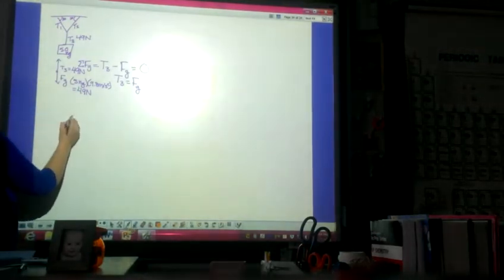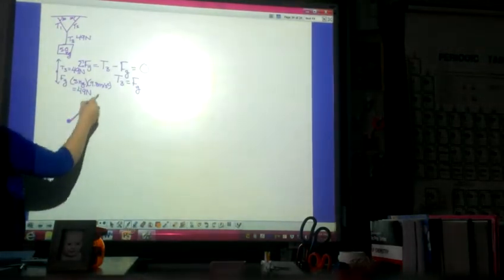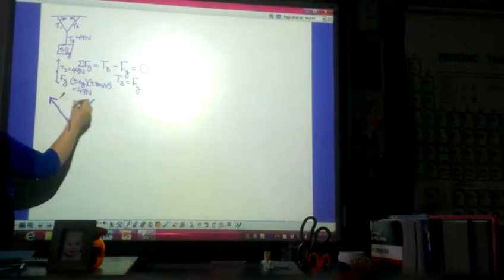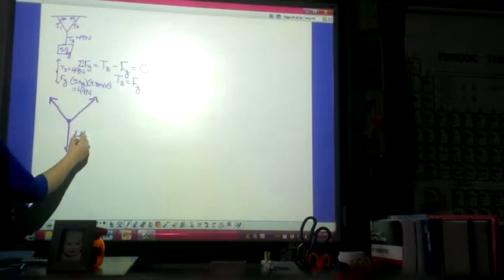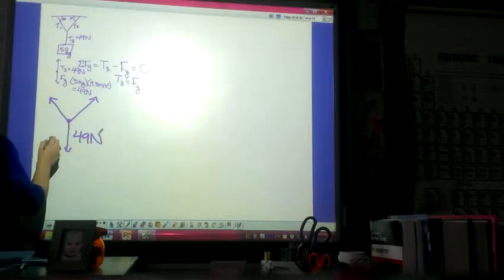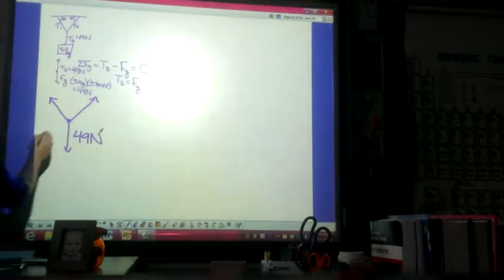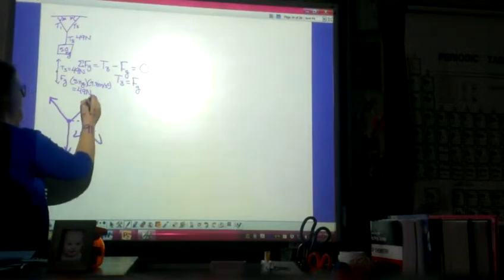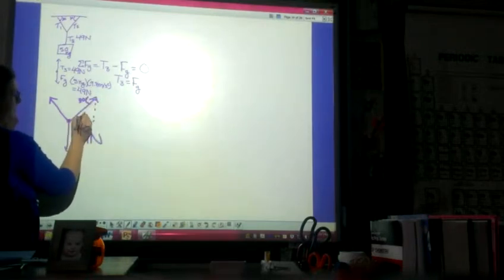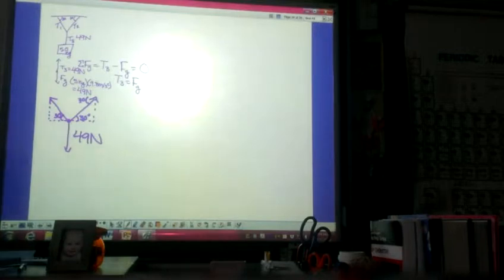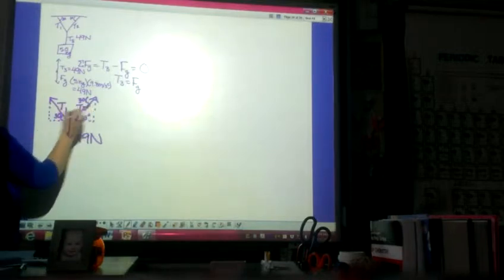Okay, so now when I look at my free body, I just want you to think about this intersection point of where they are. So I have T1, T2, T3. So here's my 49 newtons, and then each of these are at a 30-degree angle here. Okay, so I'm going to make my triangles look like this. So if 30 degrees is here, then 30 degrees should be right here. So then my 30 will be here. And we call that one T1, we call this one T2.